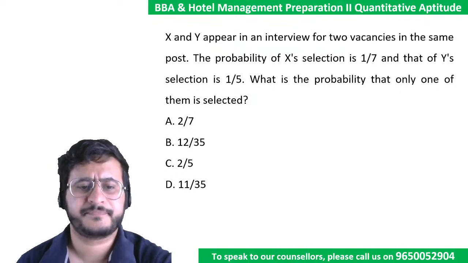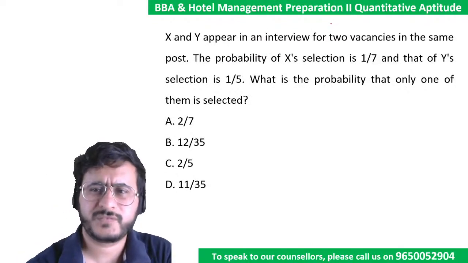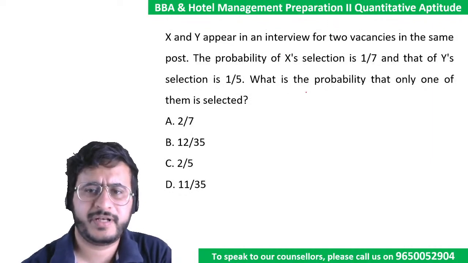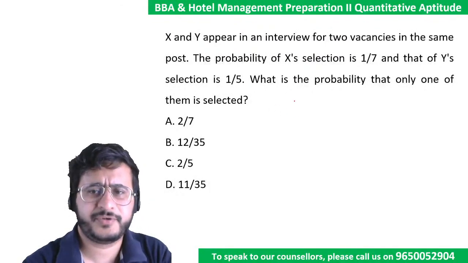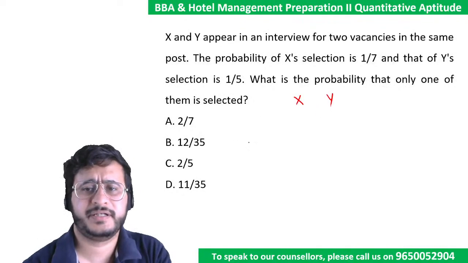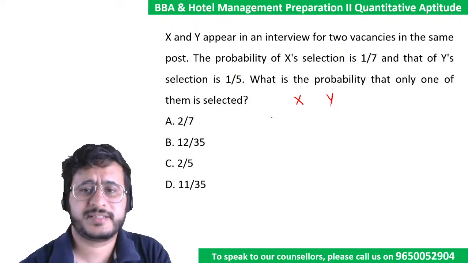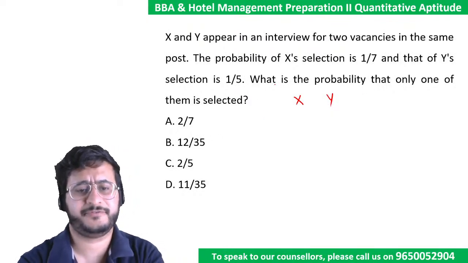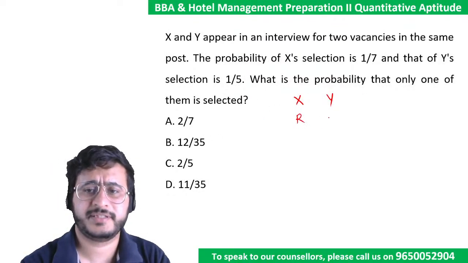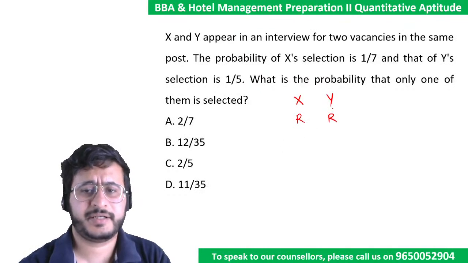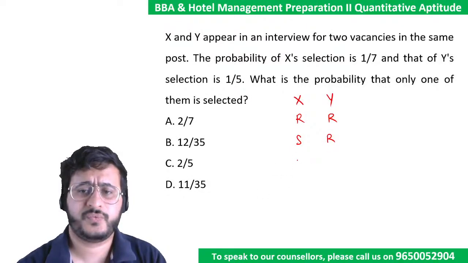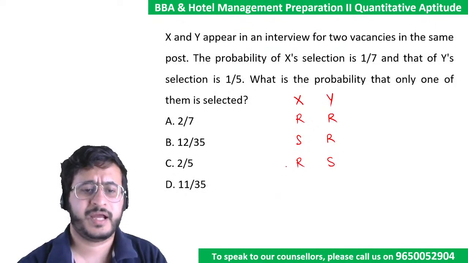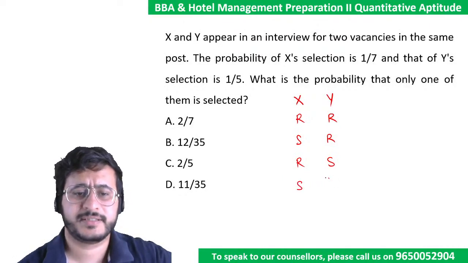Okay, so if you see this, you have 2 vacancies, right? So what will happen? So let's understand the different scenarios. Okay, so first scenario is X and Y, right? So let's call it S for selected and R for rejected. So one case is both of them are rejected, right? Another case is X is selected, Y is rejected. Another case is Y is rejected, sorry, X is rejected, but Y is selected. Okay, and the last category is both of them are selected.